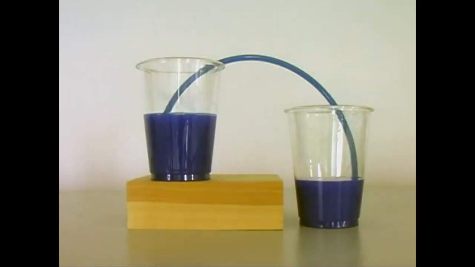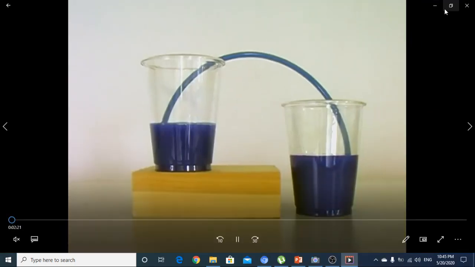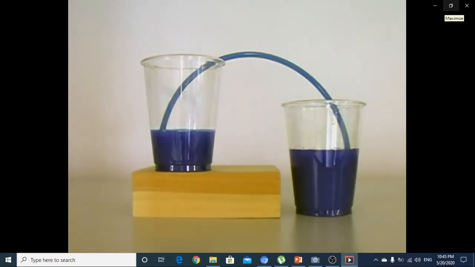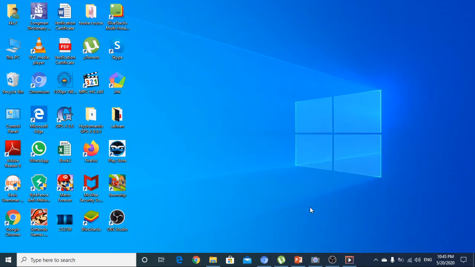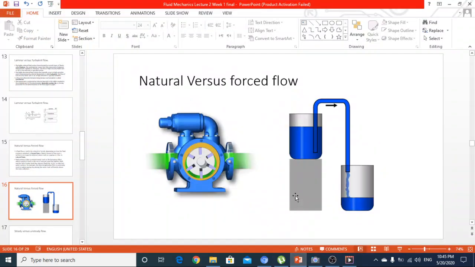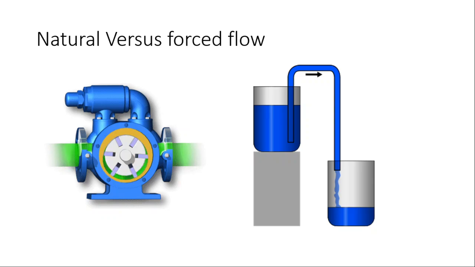You don't need to put in extra effort in order to transport fluid from one place to another place. On the other hand, if we utilize pumps and compressors, we are consuming energy in order to move or transport the fluid from one part to another part. By consuming energy, it comes in the category of forced flow.